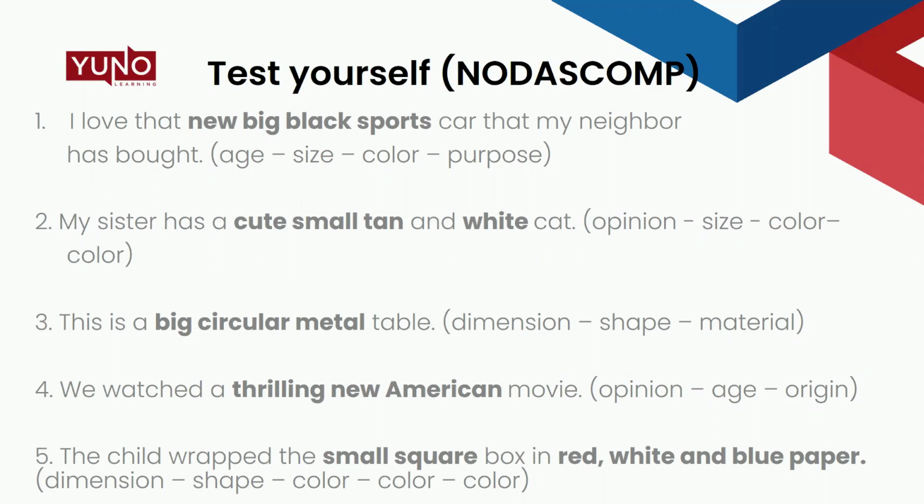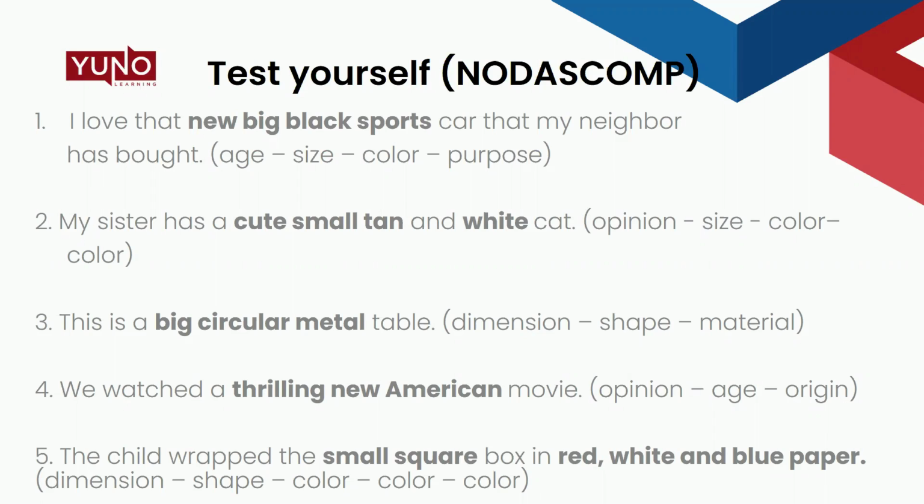And we do not use any punctuation marks like a comma, and we do not insert the conjunction "and" between any of these adjectives. My sister has a cute, small, tan and white cat. Now, cute is an opinion, small is the size, and tan and white, so these are two color adjectives. So that is why we are inserting the word "and" between them, or we can also put a comma between tan and white.